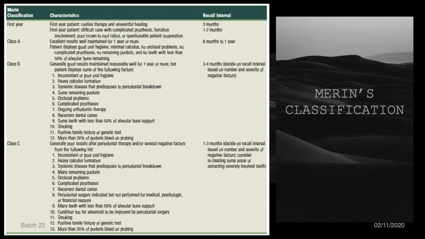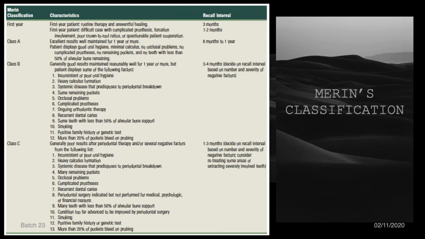So class C patients, or higher risk patients, should be recalled more frequently compared to low risk patients. For example, gingivitis patients without any further inflammation or gingival disease, you can put under maintenance recall under class A, and you can call back the patient once in 6 months to 1 year.